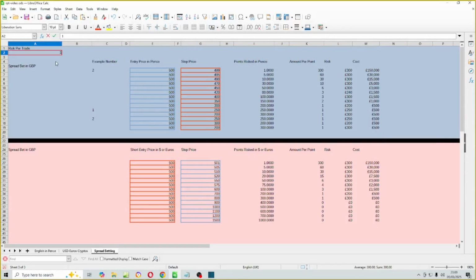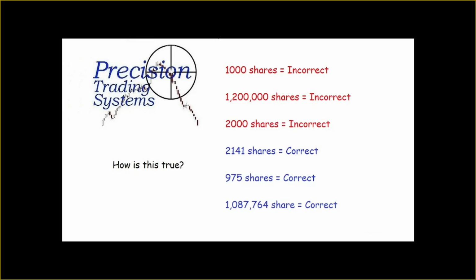So in this cell A2 you can type in your intended risk per trade. I can promise you losing traders do not employ the techniques highlighted in this video. Therefore it might be worthwhile.